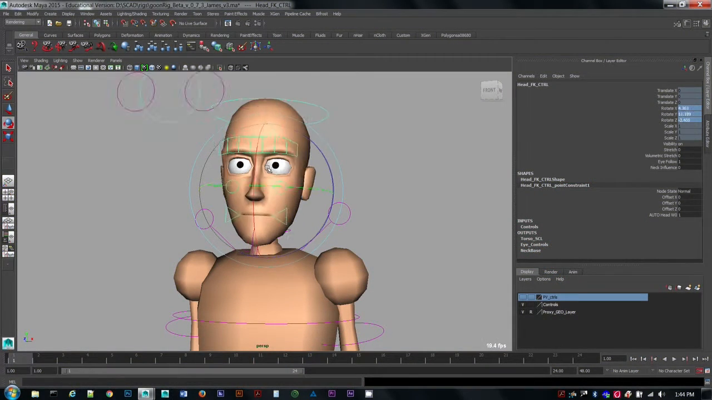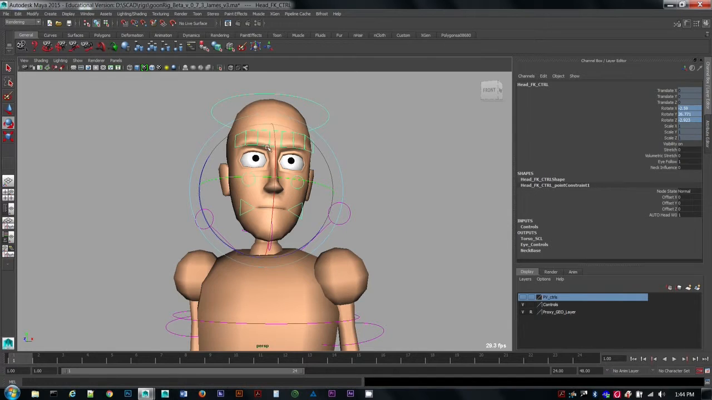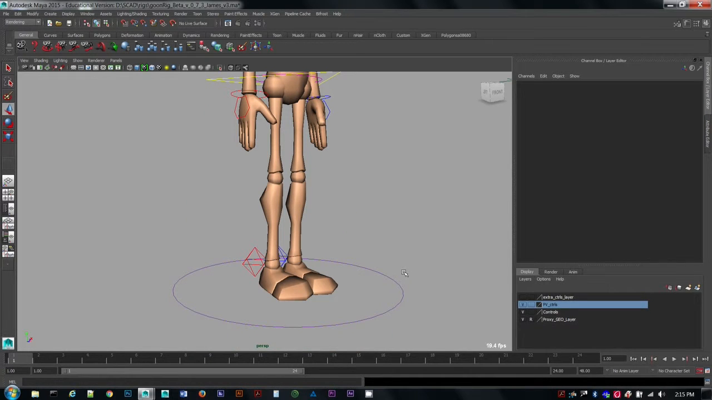Alright, so in this video I'm going to go over the pole vectors and how they apply to IK. One last thing about inverse kinematics.